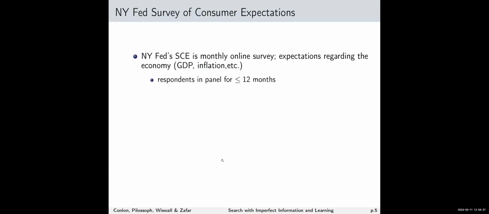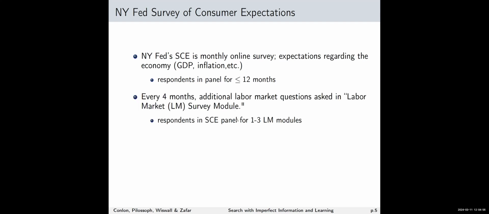So let me jump right into the data. Many of you are familiar with this New York Fed survey, but for those of you who aren't, it's a monthly online survey. Basically, they started collecting it to get expectations about aggregates like GDP and inflation, but for our purposes, there's a labor market add-on attached to it, which comes not every month, but every 4 months. So we have a bunch of labor market questions.